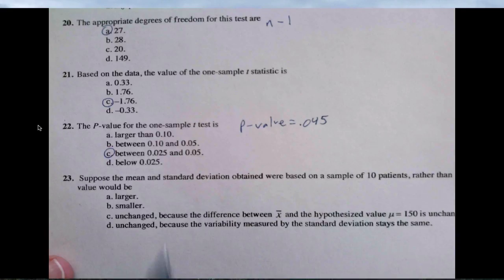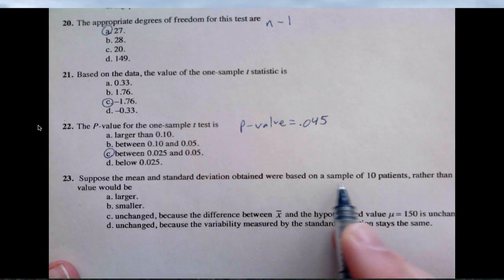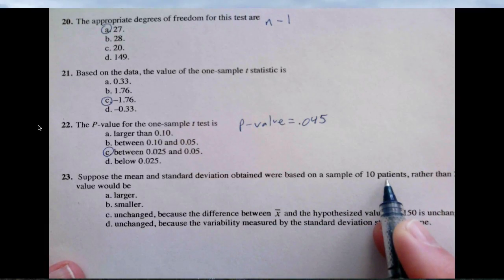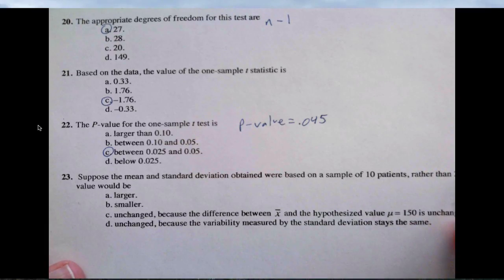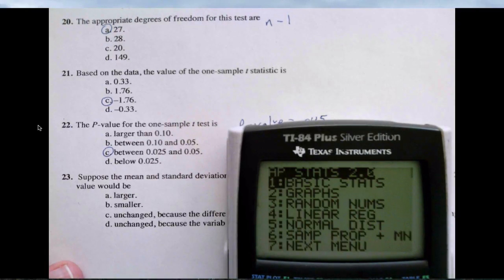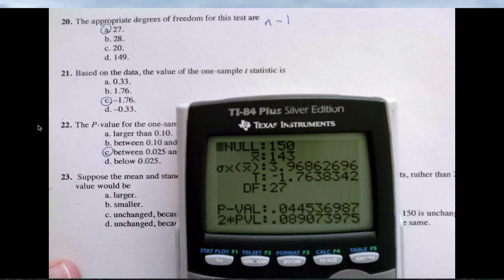All right, next, suppose the mean and standard deviation obtained were based on the sample of 10 patients rather than 28, the p-value would be what? The p-value would be larger. Okay, so let's run it and just see. We're going to compare it. So let's say we didn't know.